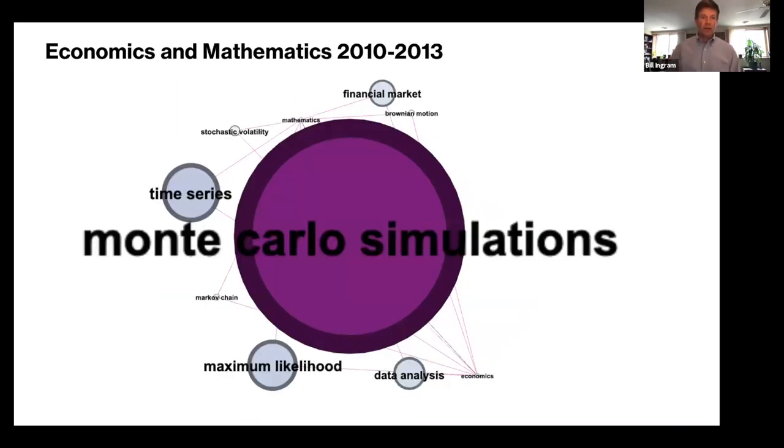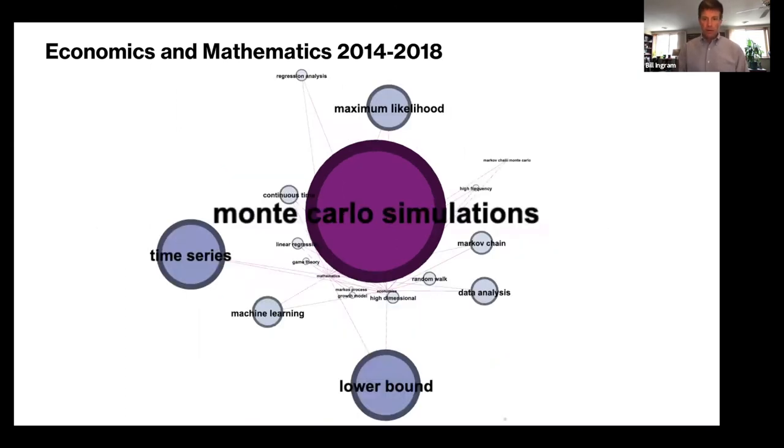Just for reference, I wanted to show the intersection of econ and math. No real surprises here. The big interdisciplinary topic between econ and math is game theory. So that's what you see here. And then the most recent, again, Monte Carlo, Markov chains, et cetera. But you do see the machine learning here. So, we've got computer science in this area as well.